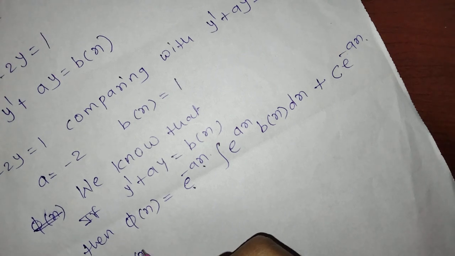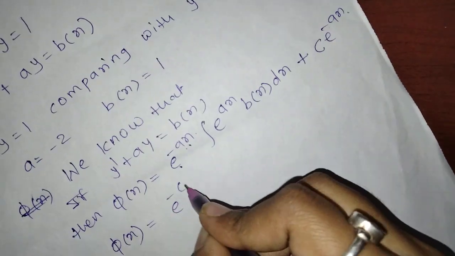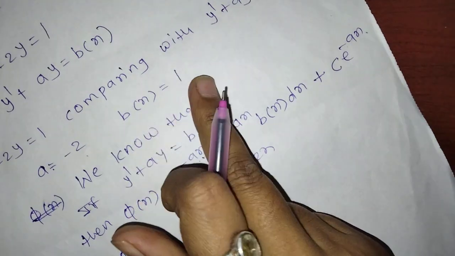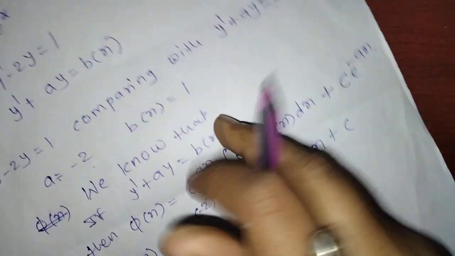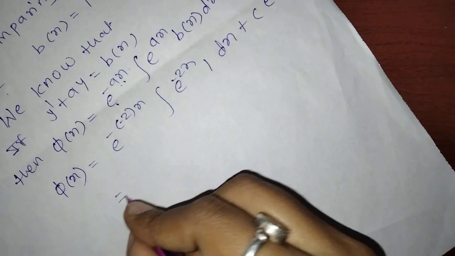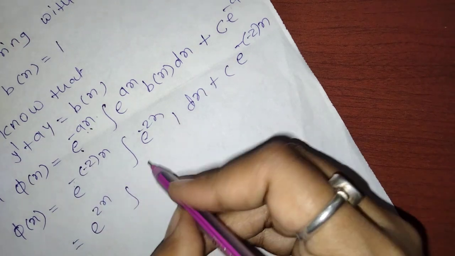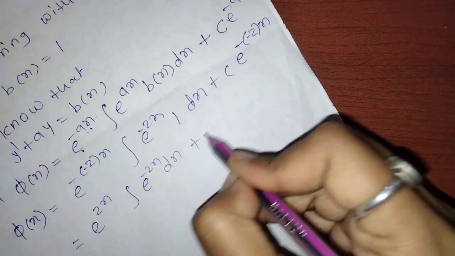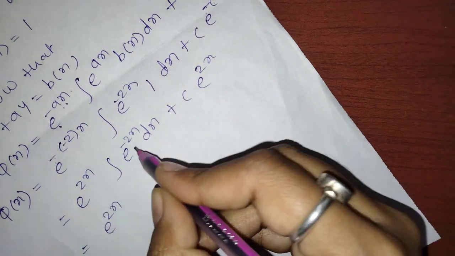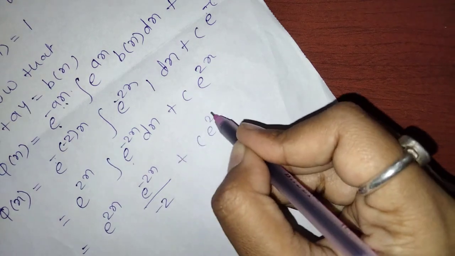So phi of x is equal to e raised to minus of minus 2, that is e raised to 2x, times the integration of e raised to minus 2x times b of x, which is 1, dx, plus c times e raised to minus of minus 2x, which is e raised to 2x. This is equal to e raised to 2x times the integration of e raised to minus 2x, which is e raised to minus 2x upon minus 2, plus c times e raised to 2x.